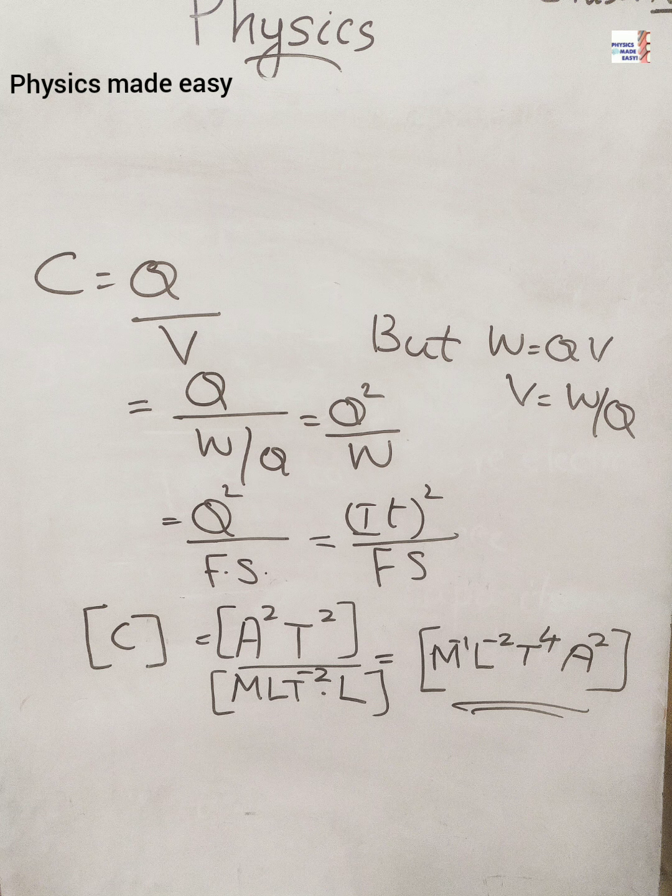Work done is force into distance. So there you can write Q square by F into S. But charge, you know, is current into time. So we can write capacitance as IT the whole square divided by force into displacement. Then the dimensions: for current A, time T, for force M L T raised to minus 2, and for distance L. So we can write this as M raised to minus 1, L raised to minus 2, T raised to 4, A square. That is the dimension for capacitance.